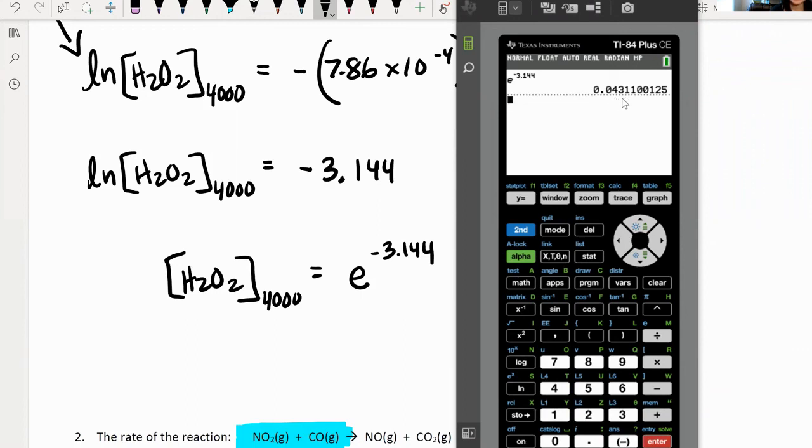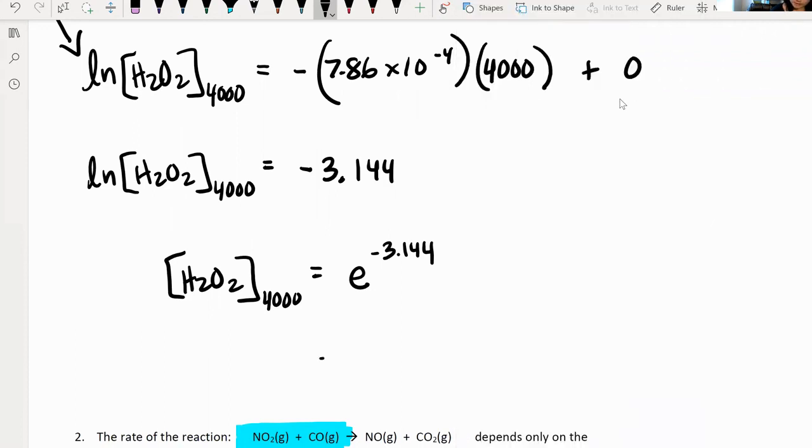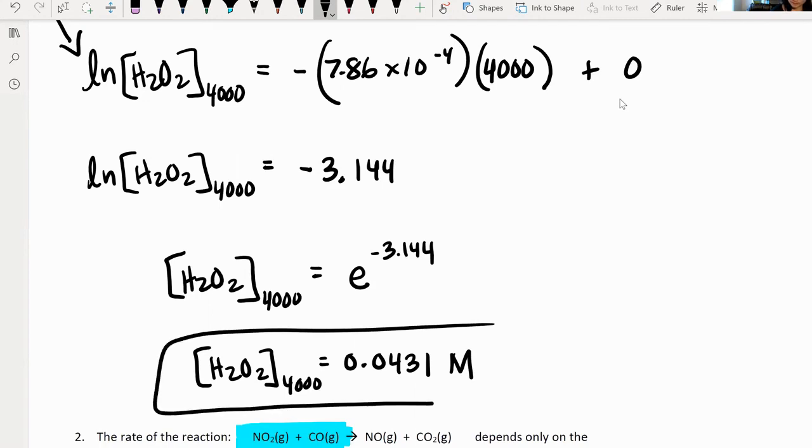I get 0.0431 as the answer. So the concentration is equal to 0.0431. That is the concentration at time 4,000. Concentration is square brackets, with units of capital M for molarity. So I have just used the integrated rate law to calculate the concentration of our reactant at 4,000 seconds after the reaction has started.